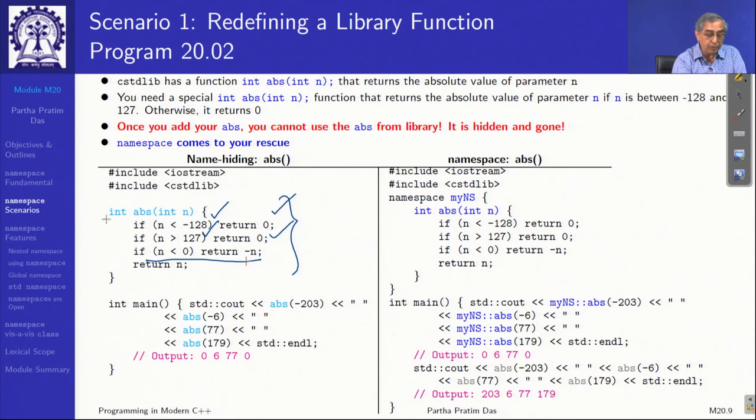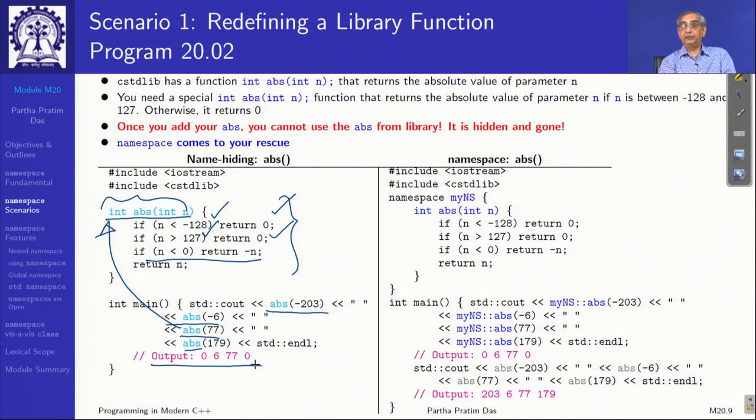The question is, what do you call the function? The moment you give it the name ABS and have the same signature, it will hide the original function in the C stdlib library. So, now whenever you use ABS, it will use your function only. This is what you get.